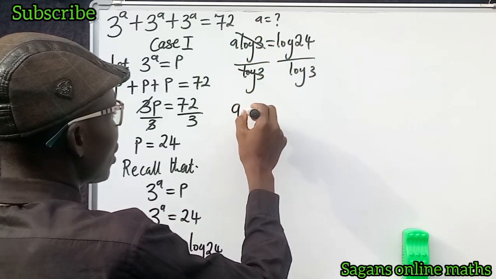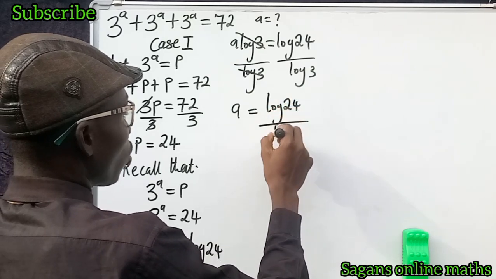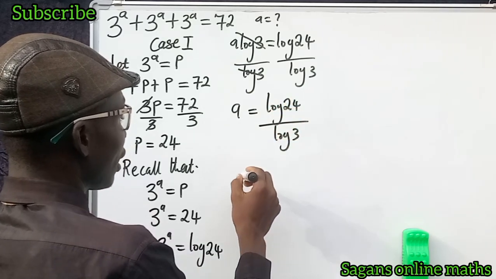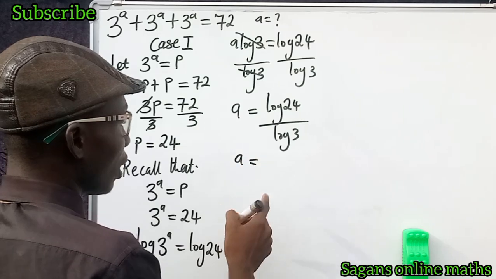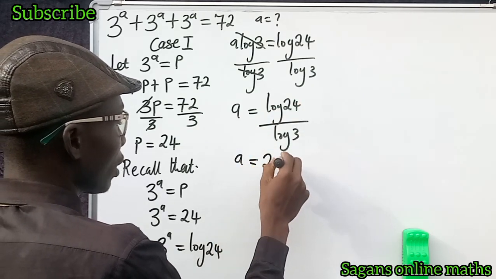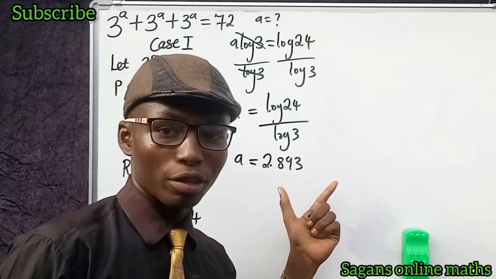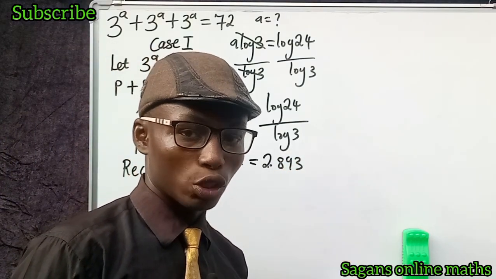We see that a is equal to log 24 divided by log 3. Now log 24 divided by log 3 is 2.893, to 3 decimal places. This is the value of a. This is case 1.